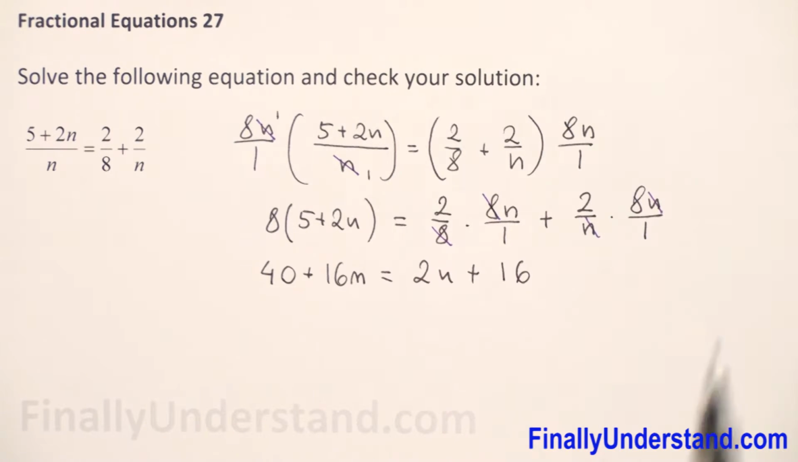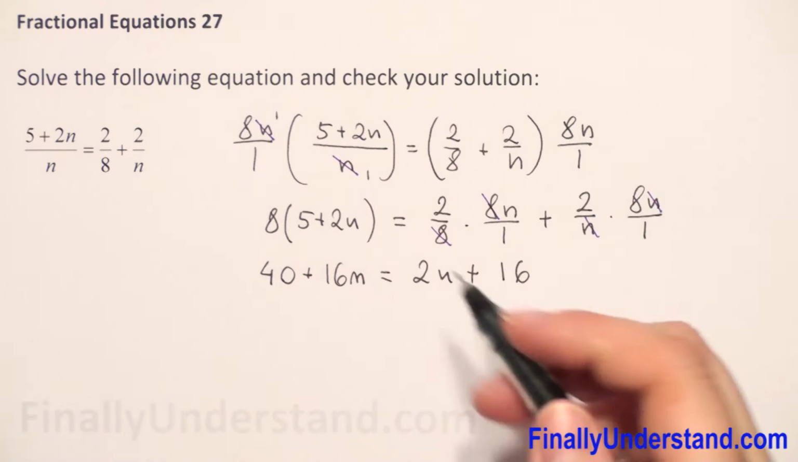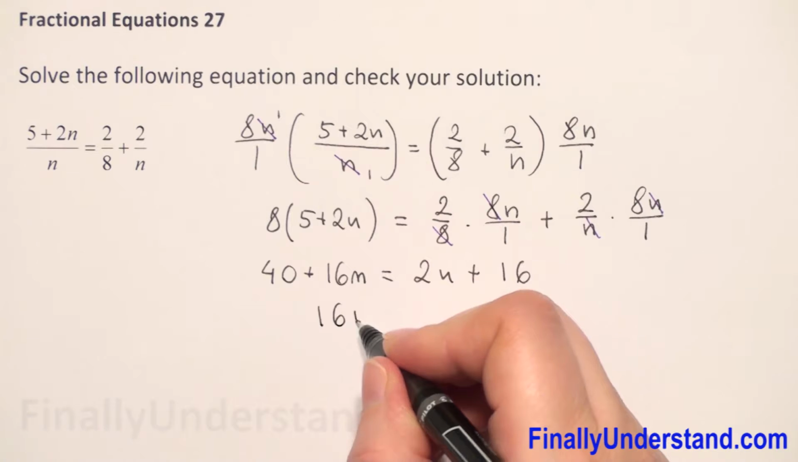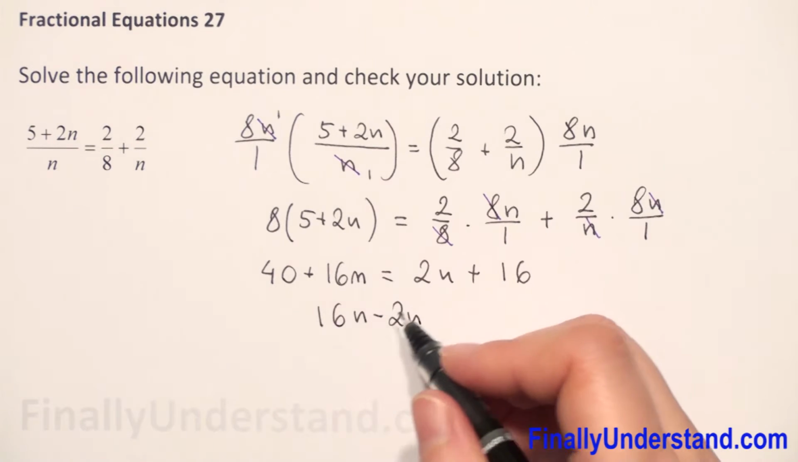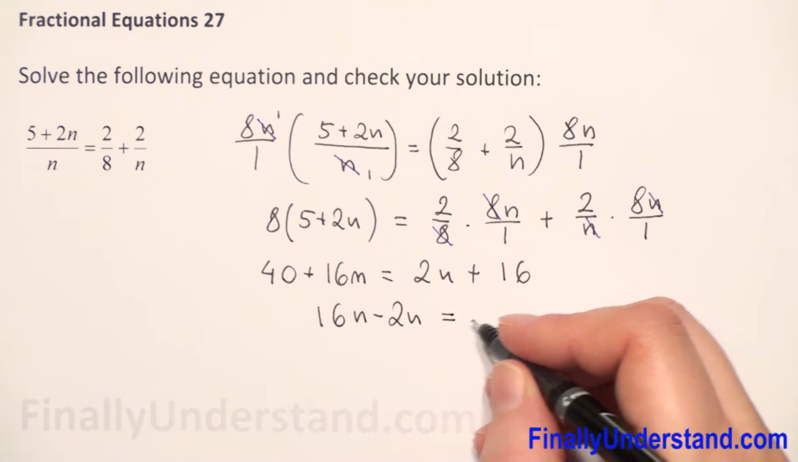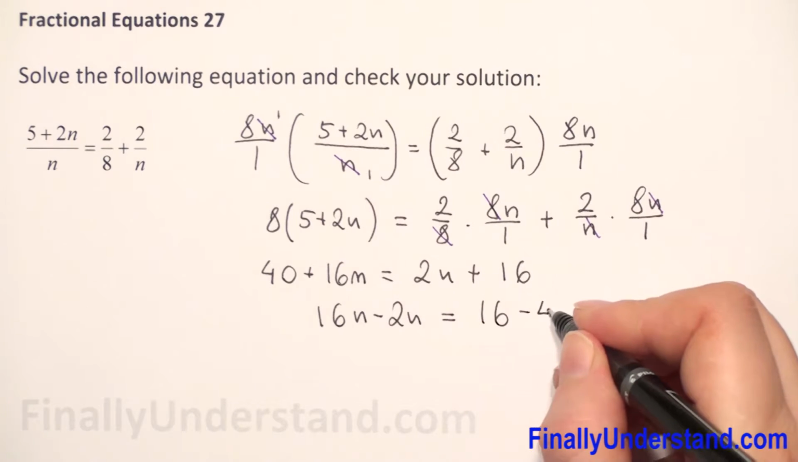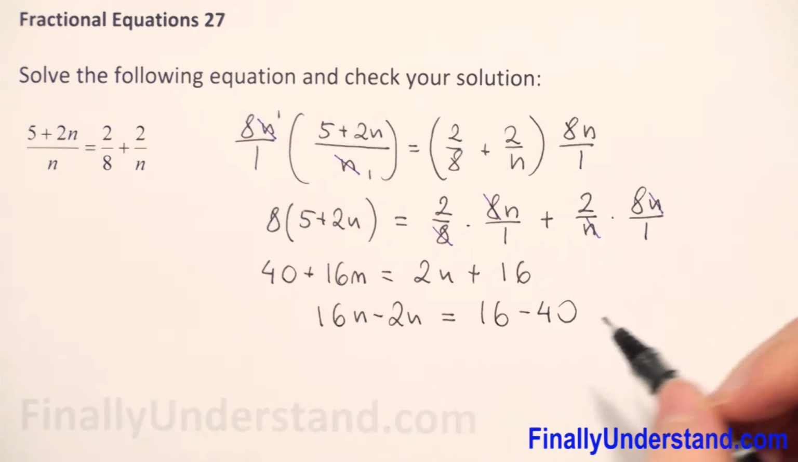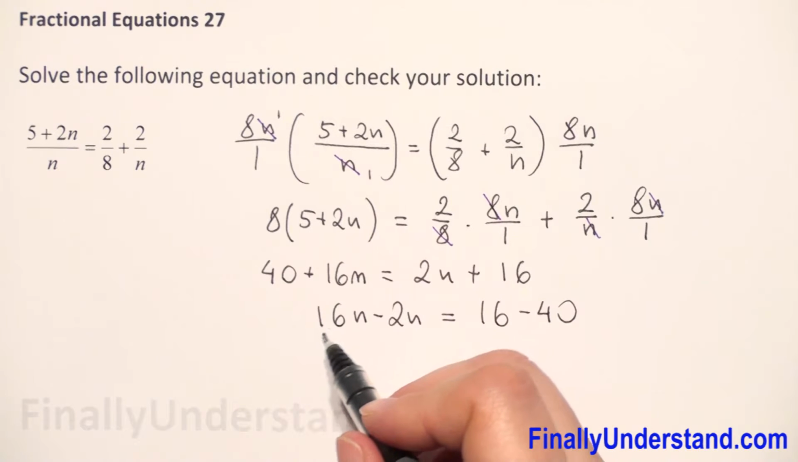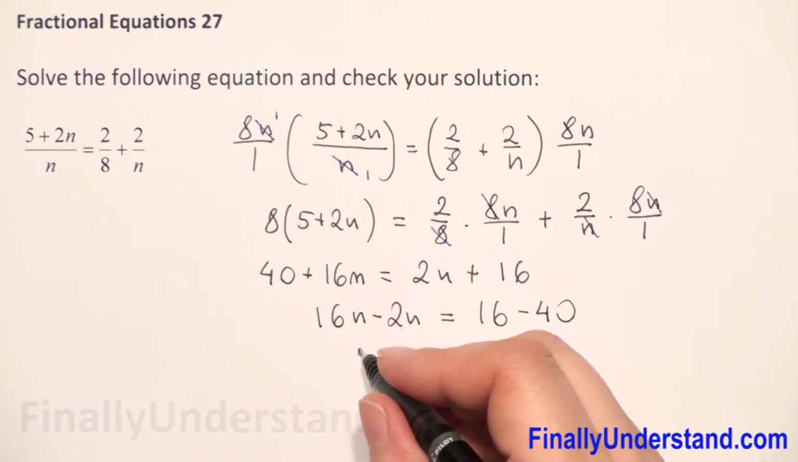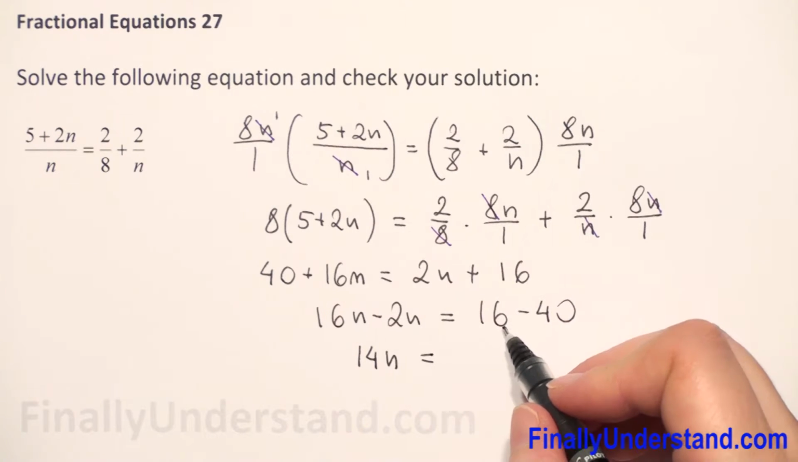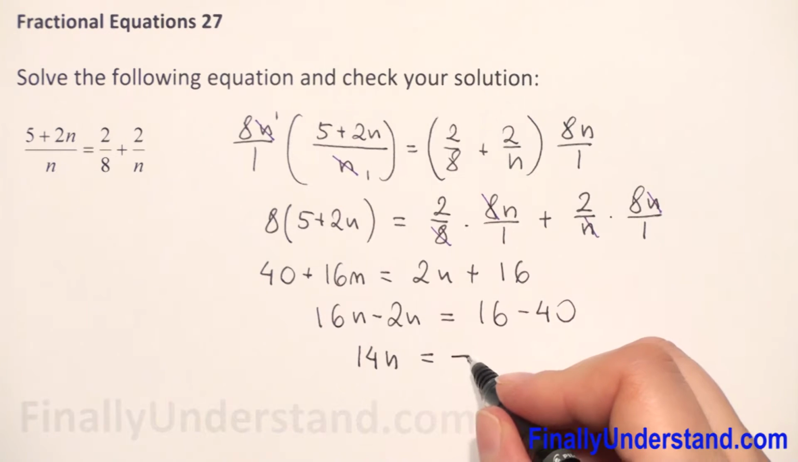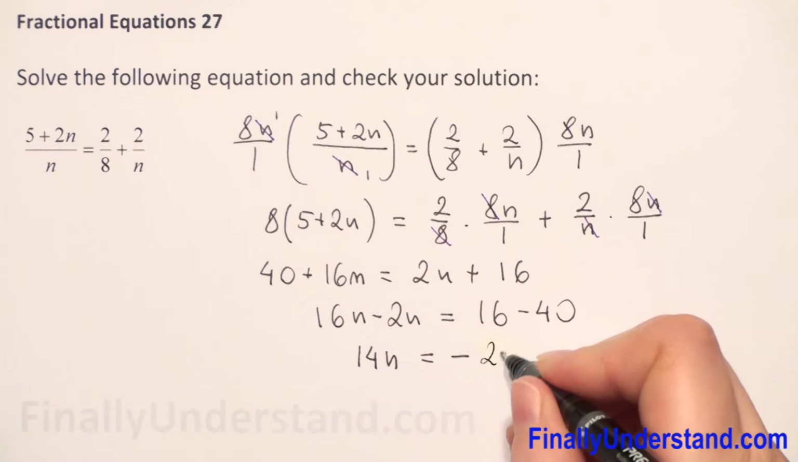Now we have to combine the like terms. I will move 2n to the left side and 40 to the right, so we will have 16n minus 2n. We have to change the sign. We have positive, so now it's negative, and we have 40 positive, so now it's negative. 16n minus 2n is 14n. This is equal 16 minus 40, so negative 24.